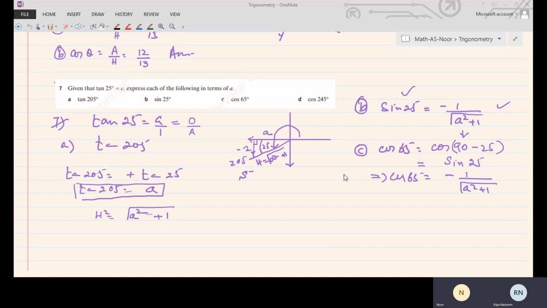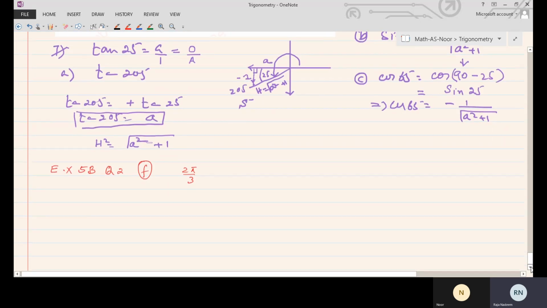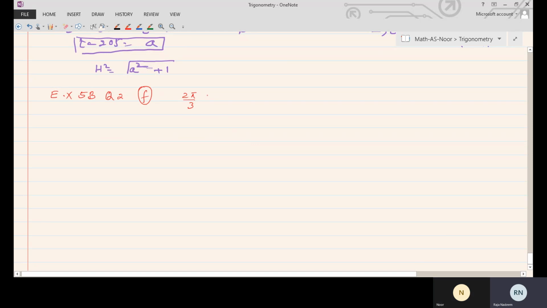If I take part F, exercise 5B, question number 2, part F. Part F is 2 pi by 3. As we discussed, whenever we have an angle in radians, we always try to convert it into degrees just to get the idea of the quadrant.